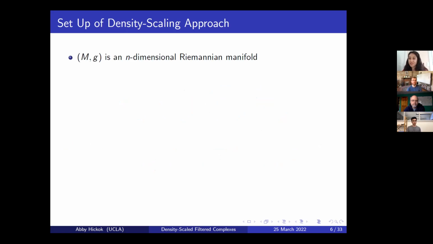Now that I've given you the gist of this idea, I'm going to spend the first part of this talk on theoretical properties, and the second part on how you actually implement this, with some examples. So this brings us to the setup of this approach.